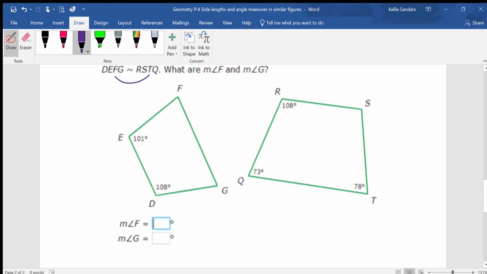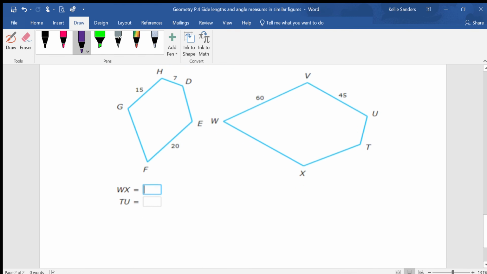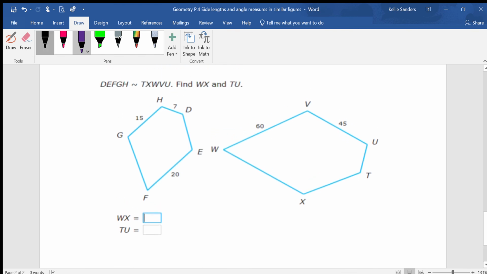F and T. F and T. G and Q. So I know T is 78, and all these are similar to each other. If T is 78, then F is 78. If Q is 73, then G is 73, because they're in corresponding parts. But when it deals with sides, we can't just do that.